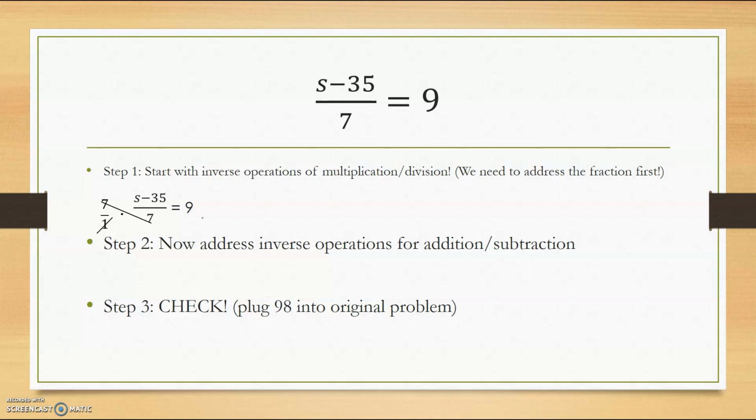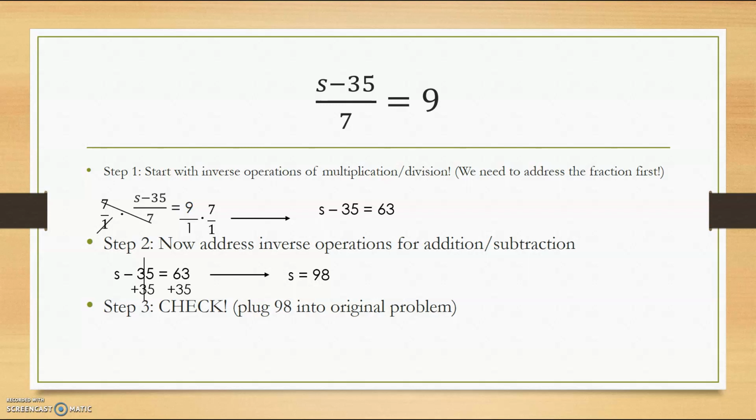But don't forget to do the same thing on the right side. So we multiply by 7 over 1. Remember, 9 can be written as a fraction over 1. So I get s minus 35 is equal to 63. Okay? Now, s is still not isolated. That variable needs to be by itself. So I'm going to take that and now isolate addition subtraction. This is an easy one-step equation, so you know we're going to add 35 to both sides, and that leaves me with s is equal to 98.